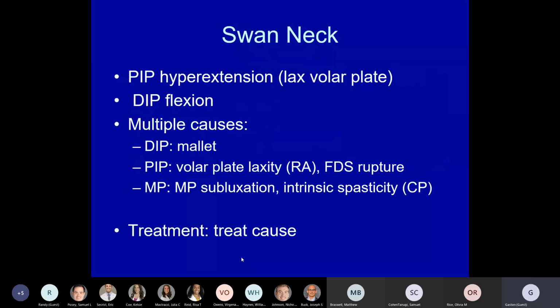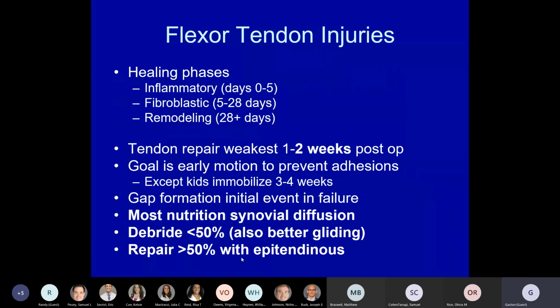Swan neck deformity, I mentioned earlier, that's DIP flexion and PIP joint hyperextension. Many causes, the most common of which is a mallet finger that's undertreated, but you can have it from other stuff like rheumatoid, FDS ruptures, CP. There's a lot of causes. You would just be looking for the individual cause to treat it on the OITE.